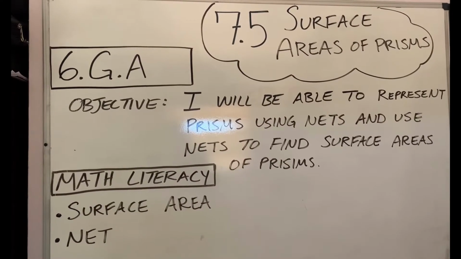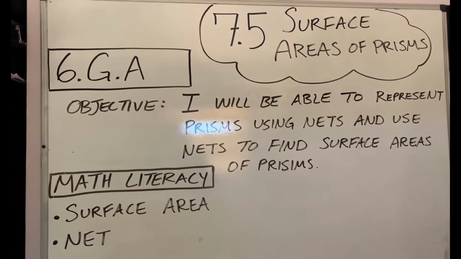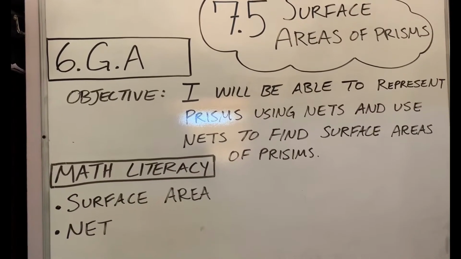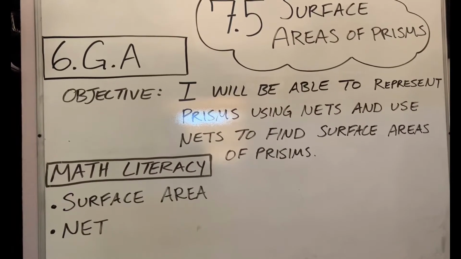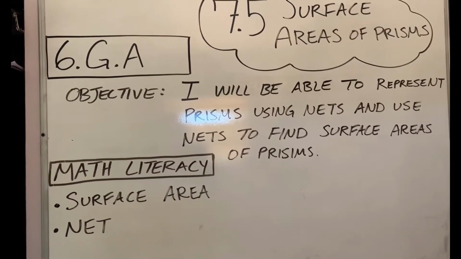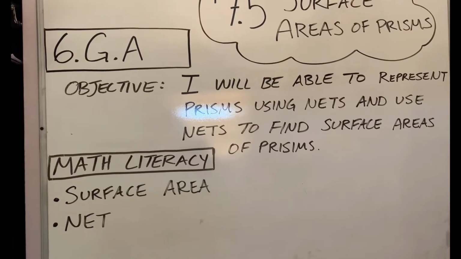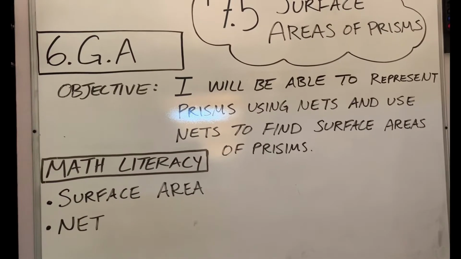Today we're working with 7.5, surface areas of prisms. Our standard is 6th grade geometry A, and our objective is that we're going to be able to represent prisms using nets and use nets to find surface areas of prisms. Our mathematical literacy words are surface area and net.